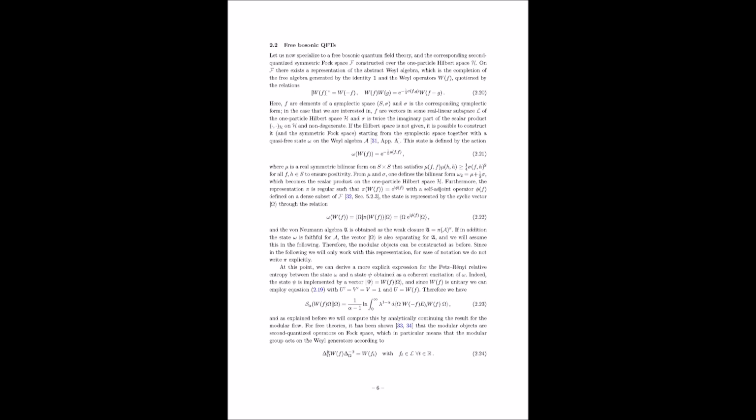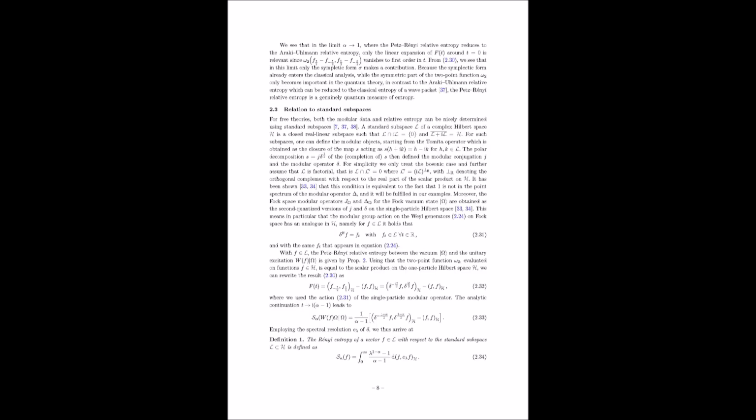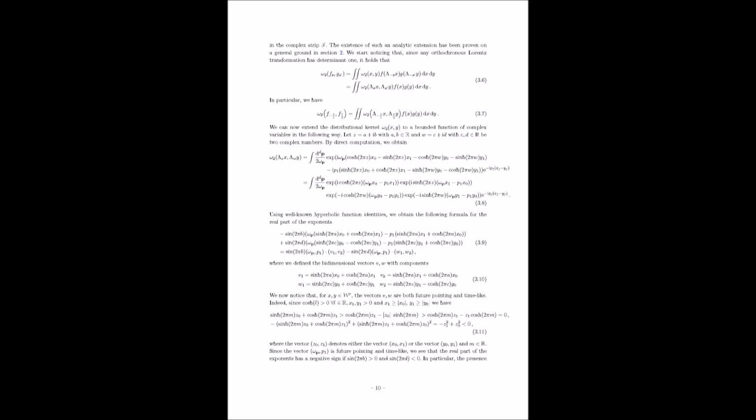This is fascinating, but I'm starting to feel a bit overwhelmed with all the technical details. Can you summarize the key takeaway from this derivation for us? The key takeaway is that the Petz-Rényi relative entropy in this specific example can be explicitly calculated by carefully analyzing the properties of the two-point function and its analytic continuation. The formula reveals a deep connection between the entropy, the correlations in the quantum field, and the geometry of spacetime. That's a pretty profound insight.